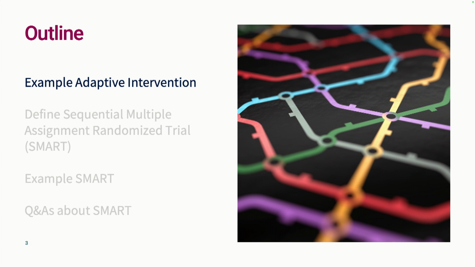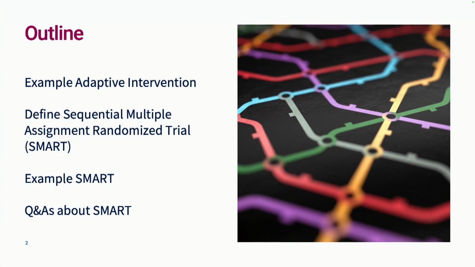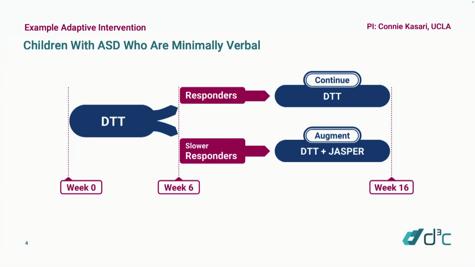So, an example adaptive intervention. For some reason, this thing stopped working, but here we go. Here's what we're going to do. We're going to talk about an example of an adaptive intervention. We're going to define a SMART. We're going to show you an example SMART, and then I think I'm doing the Kahoot. I think that's how it's rolling. All right, here we go.